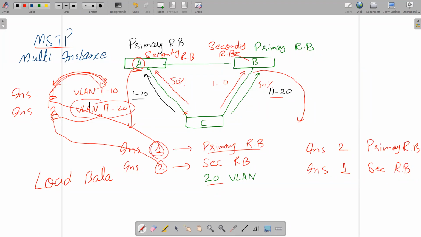And what is inside instance 1? The VLANs from 1 to 10. And if I'm calling instance 2, that means I'm calling these VLANs. And for them, I will set this switch as the secondary root bridge, the alternate path. And the same goes over here. But to do that, we need to configure the general configurations.